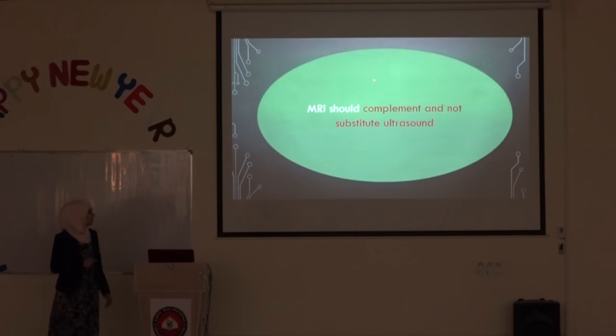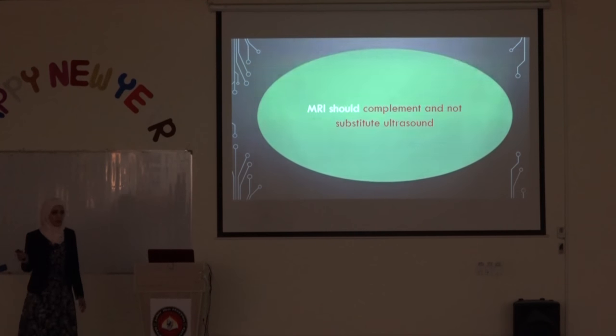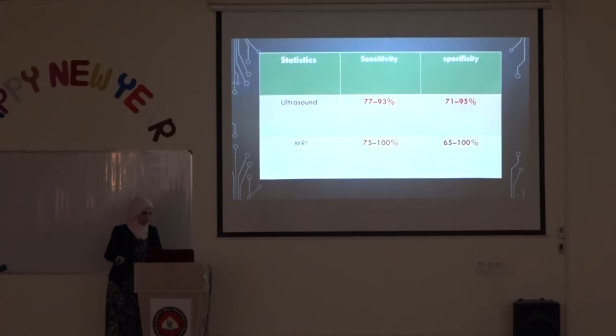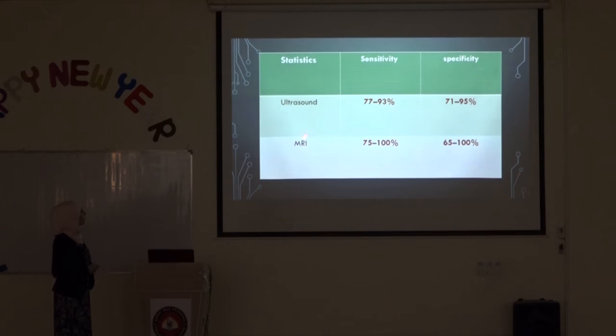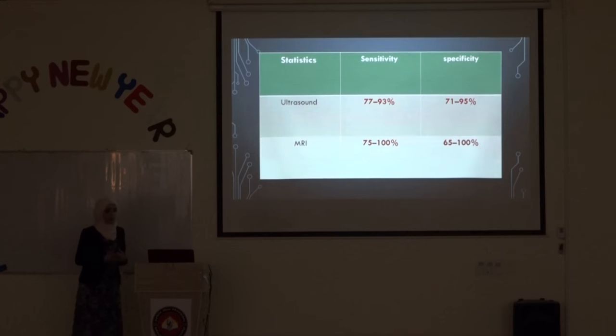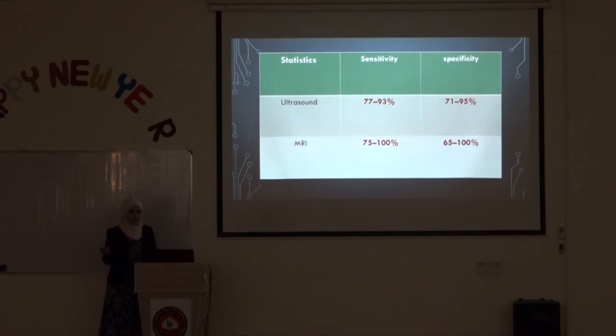So this is what I should insist on. MRI should complement and not substitute the ultrasound. It will be complementary. Here are some statistics. You see here the ultrasound and MRI. You see there is not a big difference between the two. They are so close. Here sensitivity 77 to 93, while here 75 to 100%, and the specificity also. So they are close in numbers, but we said that they are complementary in some cases where the ultrasound is inconclusive or non-specific.